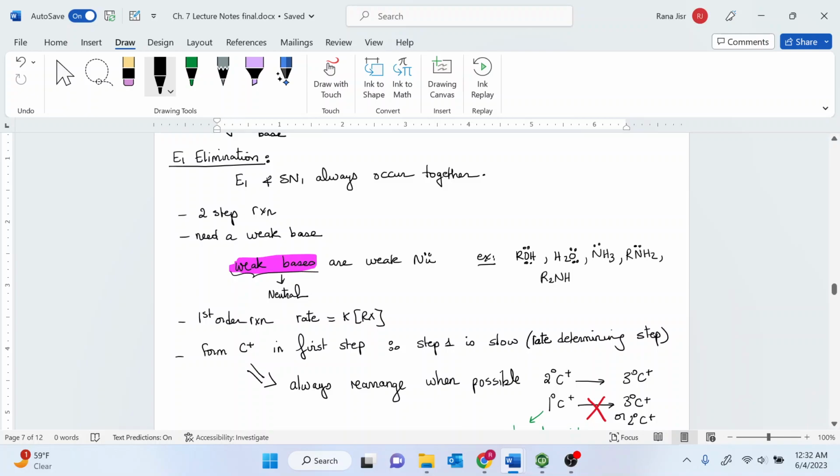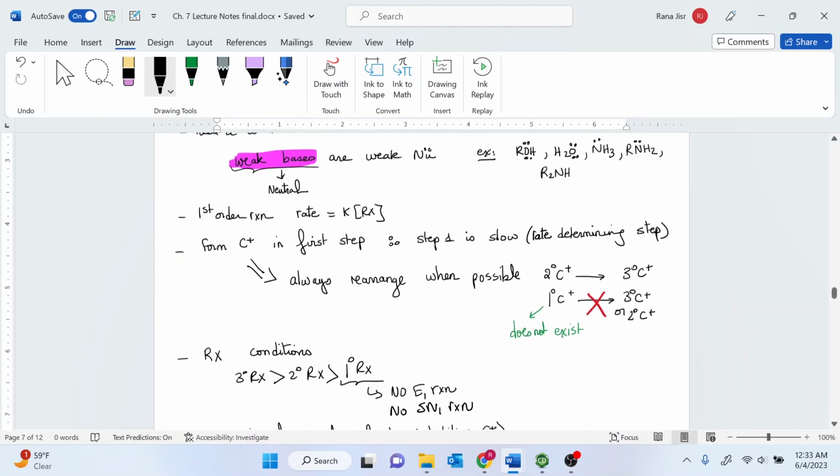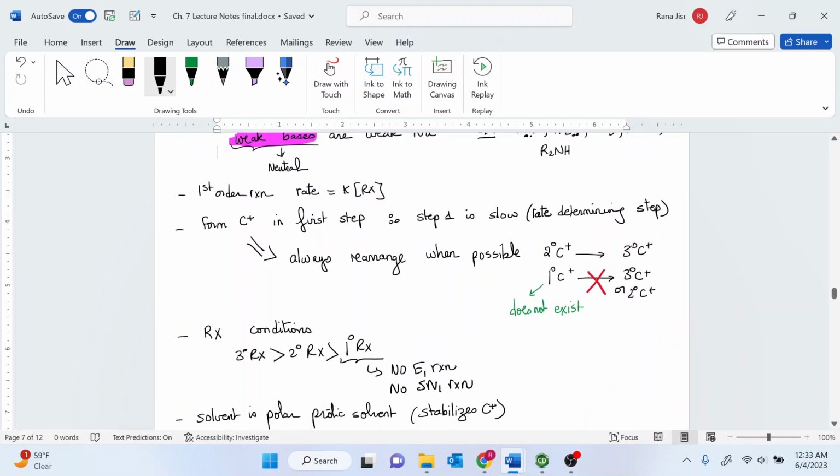As we did for SN1, the rate of the reaction depends on the first step, which is the step where you form the intermediate. So this is why it depends on the concentration of the alkyl halide. The first step is a very slow step, and this is the step that we use to determine the rate of the reaction. The reaction is going to have an intermediate, and the intermediate is going to be a carbocation.